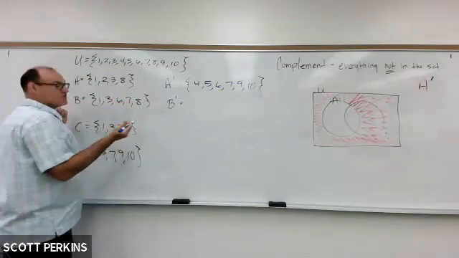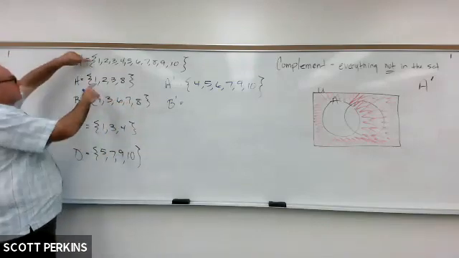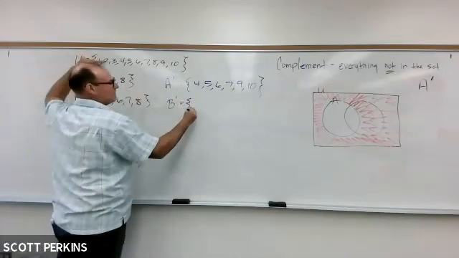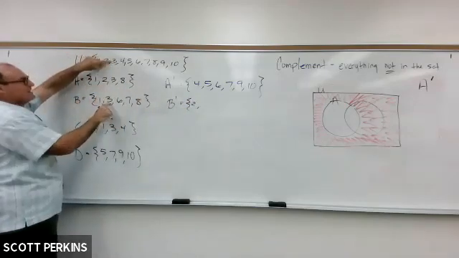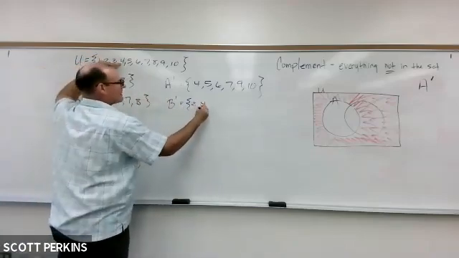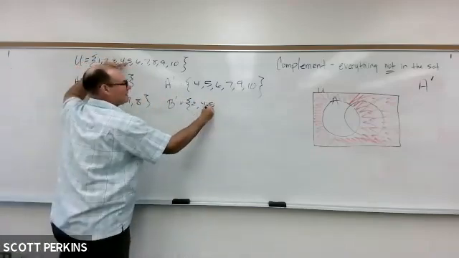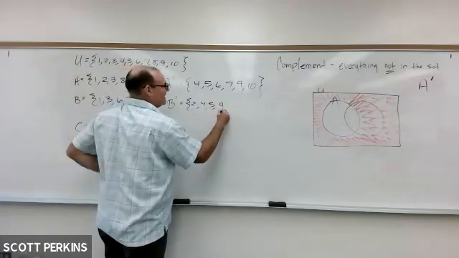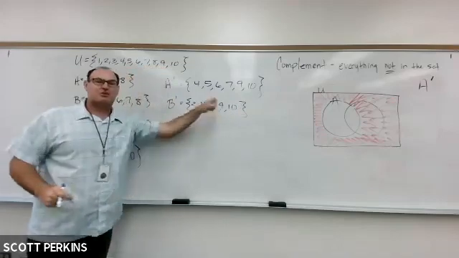So here goes. I'm just going to go element by element in my universe. 1 is in B, so it's not in the complement. 2 is not in B, so it goes in the complement. 3 is in B. 4 is not. 5 is not. 6 is. 7 is. 8 is. And then finally, 9 and 10 are not. That should be your complement.